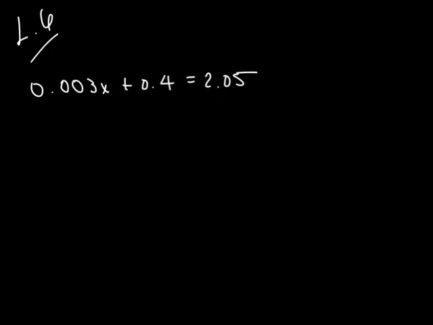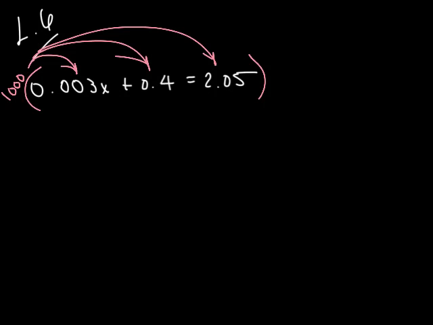And when I say zeros, this is what I mean. That was a 3, so I'm going to put a parenthesis around the entire thing, and I'm going to put 3 zeros here and a 1 in front of it. So I'm going to multiply each of these by 1,000, because the one that has the most numbers to the right is 3. So 1,000 times 0.003 is 3. 1,000 times 0.4 is 400. And 1,000 times 2.05 is 2050.